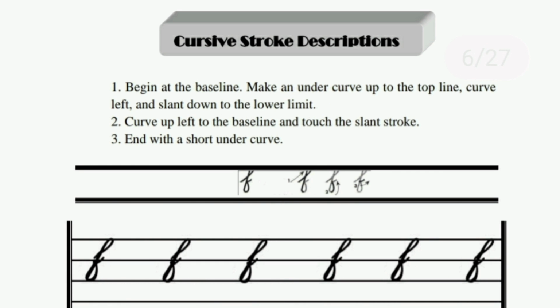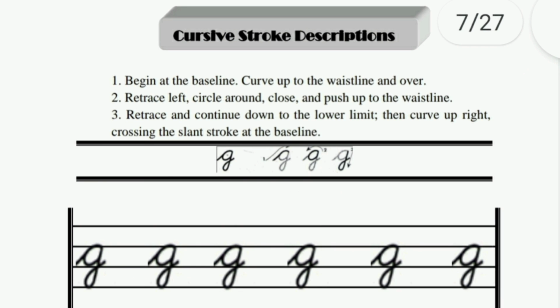Begin at the baseline. Make an undercurve up to the top line. Curve left and slant down to the lower limit. Curve up left to the baseline and touch the slant stroke. End with a short undercurve.